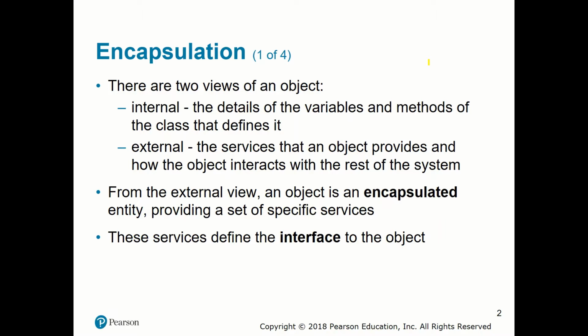The internal view is the details of the variables and the methods of the class that defines it. The external view is the services that an object provides and how the object interacts with the rest of the system. From the external view, an object is an encapsulated entity, providing a set of specific services. These services define the interface to the object. I will explain this on the next page.